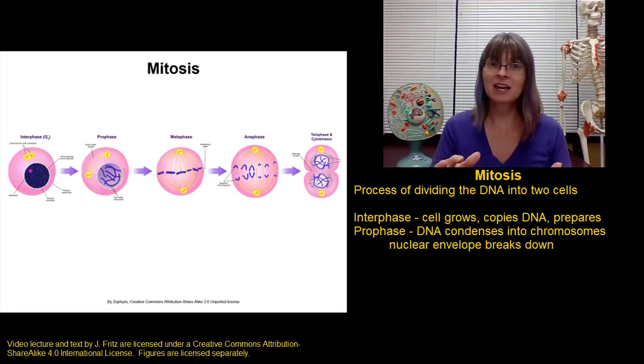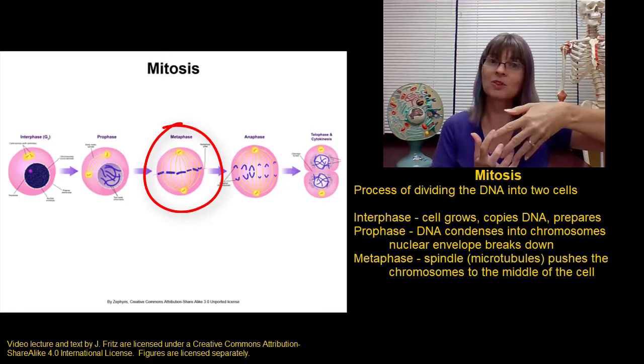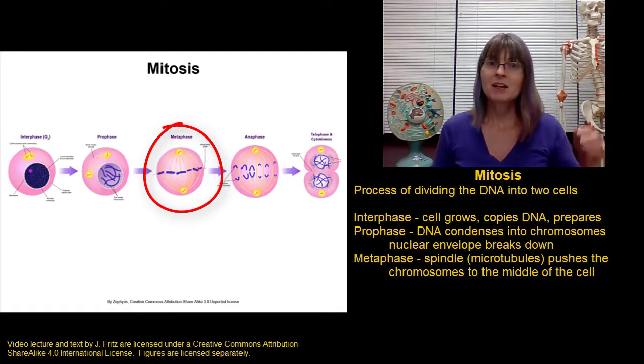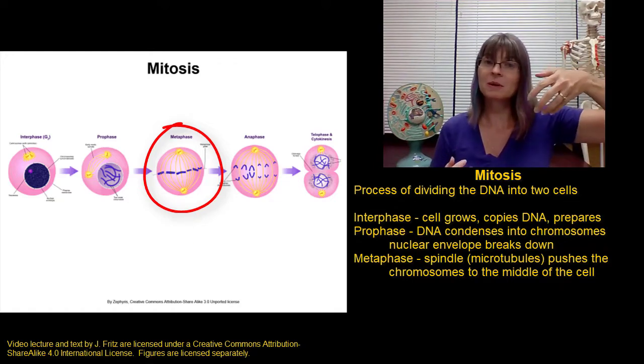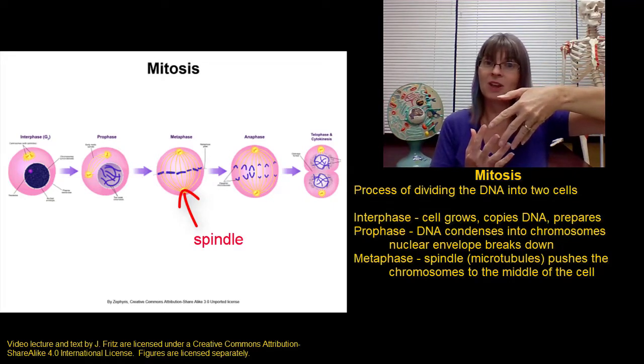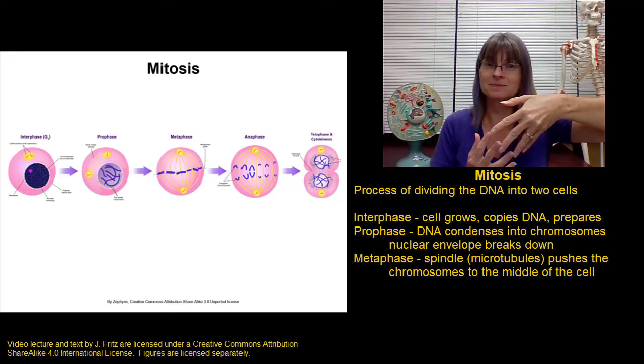When we stain cells so that we can see their DNA, we see these dark chromosomes all sort of clumped up in prophase. The condensed chromosomes have to be pushed together into a line in the center of the cell, and that brings us to metaphase. Special microtubules called spindle grow out and push the chromosomes together into a line in the middle of the cell.